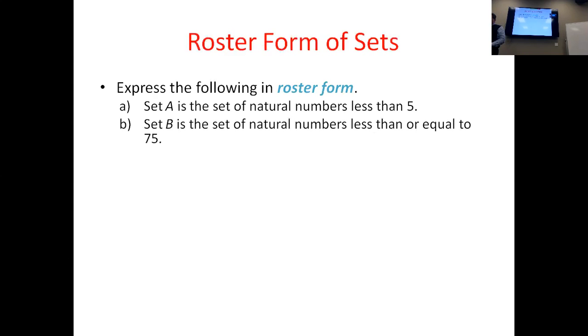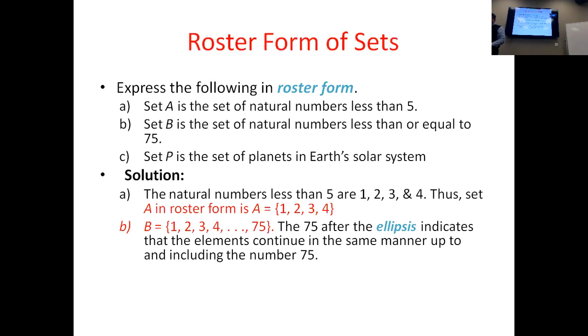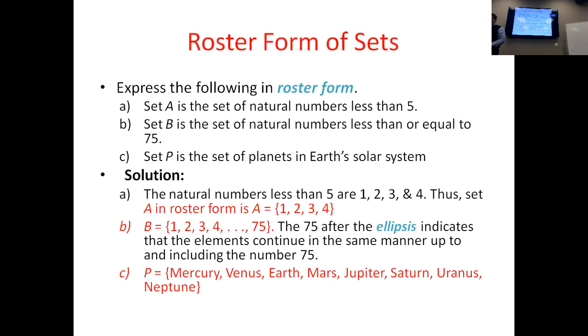Now, the roster form of the set. If we want to express the following sets, these are descriptive. We want to express them in a roster form. Number 1 says set A is a set of natural numbers less than 5. So as you can see here, the natural numbers less than 5 are 1, 2, 3, and 4, but not 5 because it says less than 5. So we write capital A equals braces, 1, 2, 3, 4 with commas.